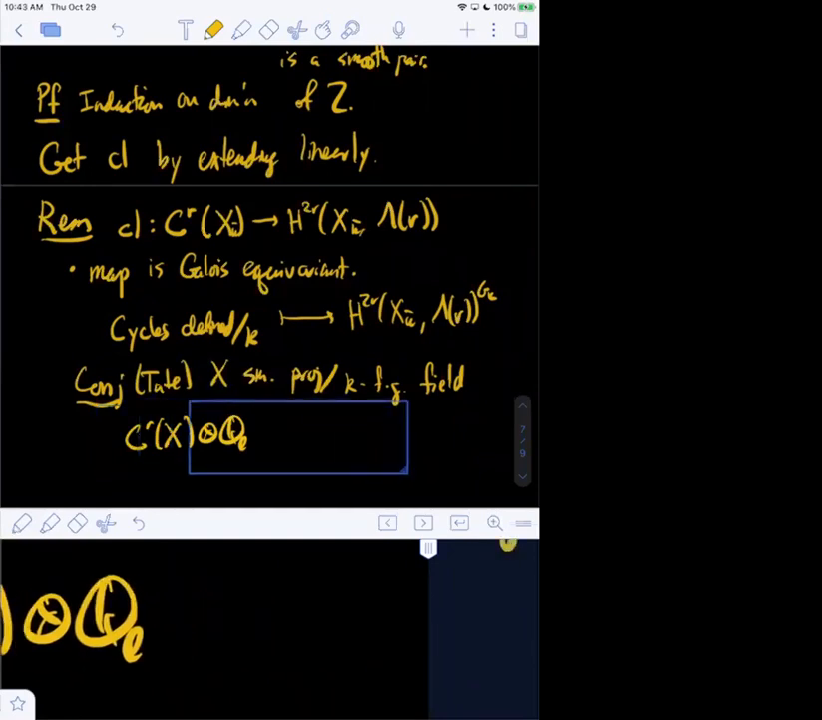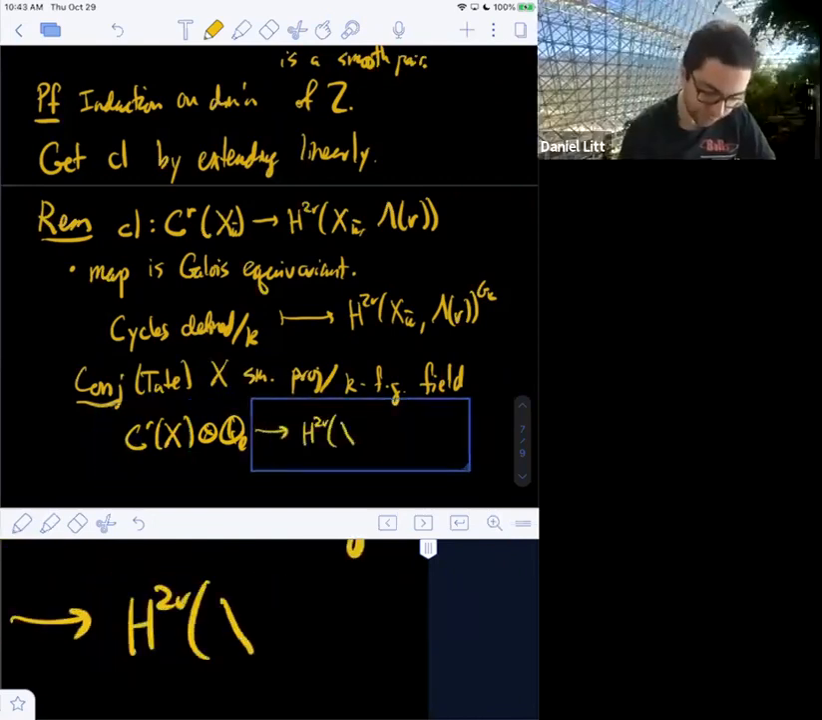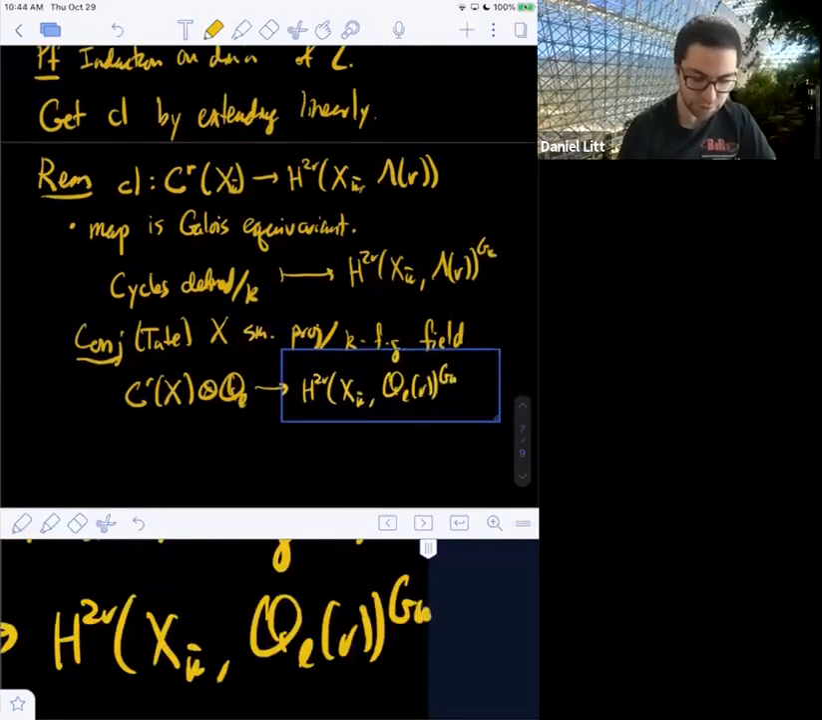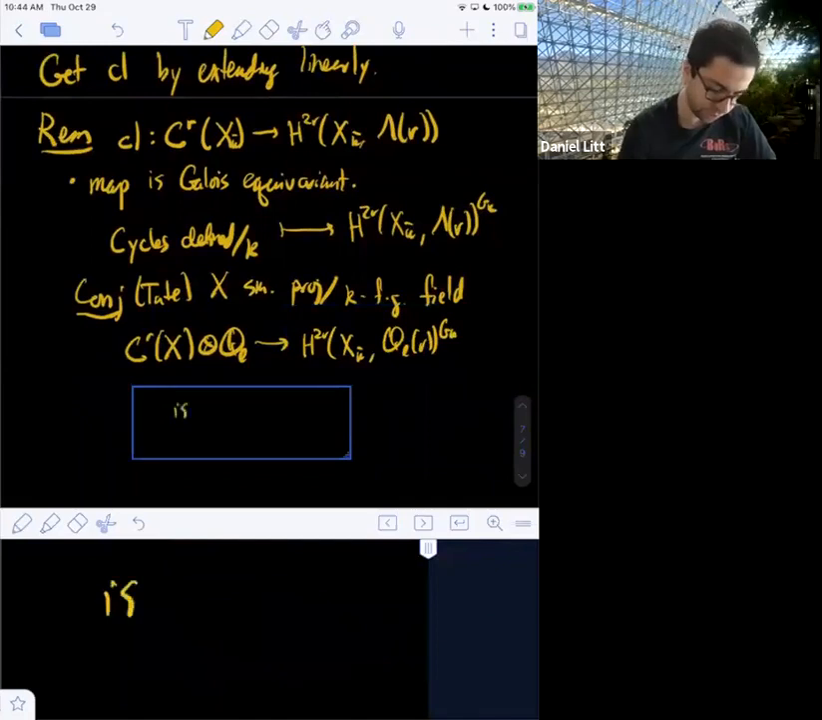So we have this map from the Q_l twisted by R, and then Galois invariance. So the conjecture is that this is surjective.